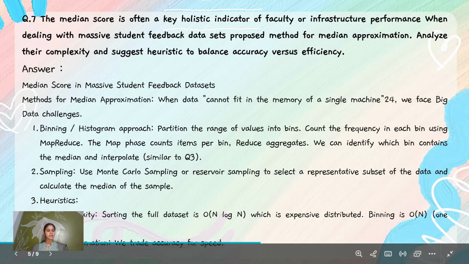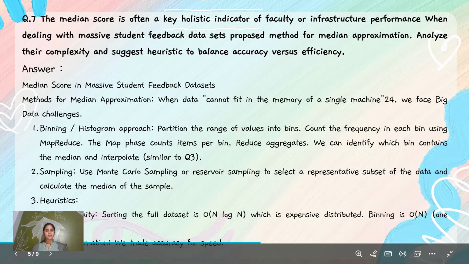We face big data challenges. First, binning or histogram approach. Partition the range of values into bins and count the frequency in each bin using MapReduce. The map phase counts items per bin and reduce aggregates. We can identify which bin contains the median and use interpolation, similar to Q3.